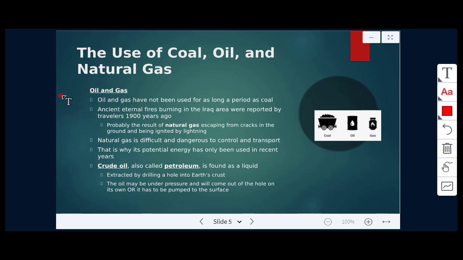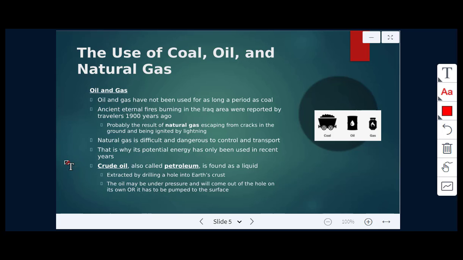Oil and gas have not been used for as long as coal has been. The discovery of natural gas was probably when there were some ancient eternal fires burning in the Iraq area. Those were reported by travelers 1900 years ago, and it was probably the result of natural gas escaping from cracks in the ground and then being ignited by lightning. Natural gas is more difficult and dangerous to control and transport, so that's why its potential energy has only been used in recent years.